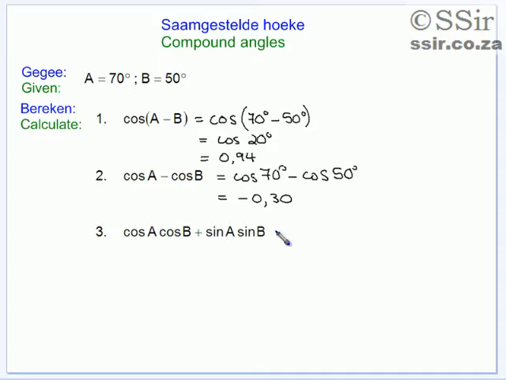The third one, cos A times cos B plus sin A sin B, is equal to cos of 70 times cos of 50 plus sin of 70 degrees times sin of 50 degrees. Simplifying this with our calculator, we get 0.94. Can you see that this is exactly the same as our answer in number 1?